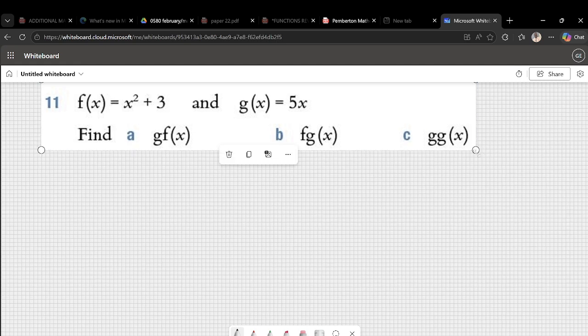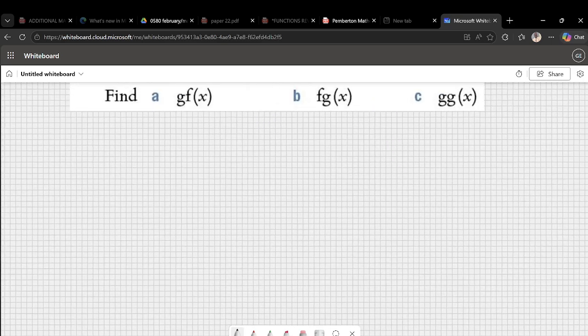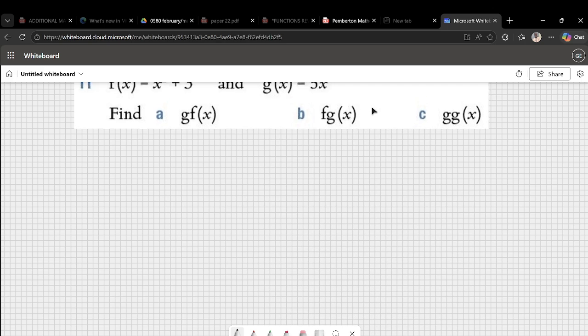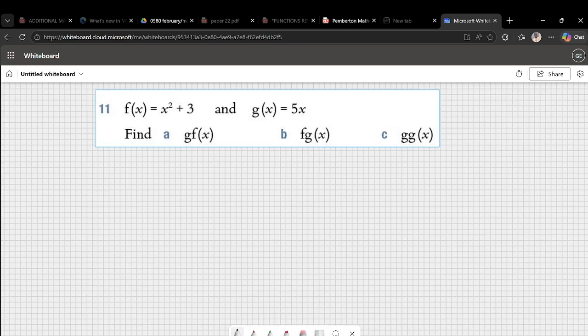So if you look at this question now, we don't have numbers. Everything is in letters. So we need to pay attention and see how it is being done. All right, let's get cracking. Now the first one is a, g of f of x. Now if you look at it, this time around, there is no number here. What is here is x.